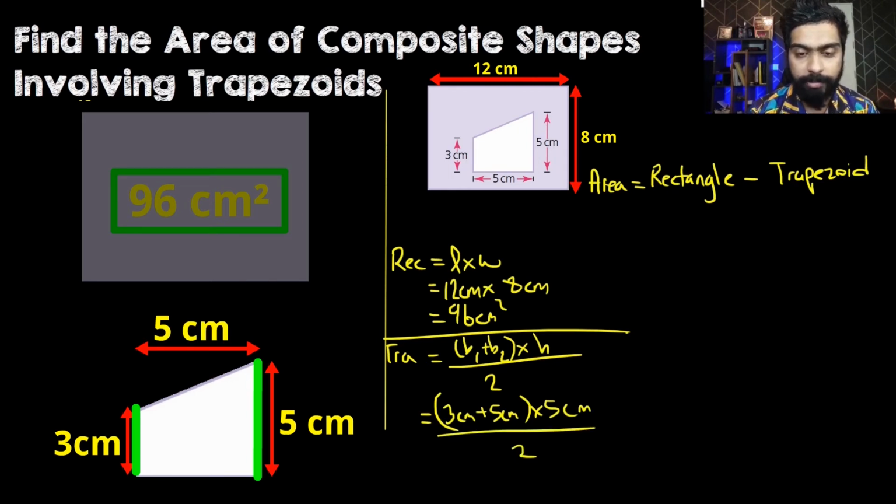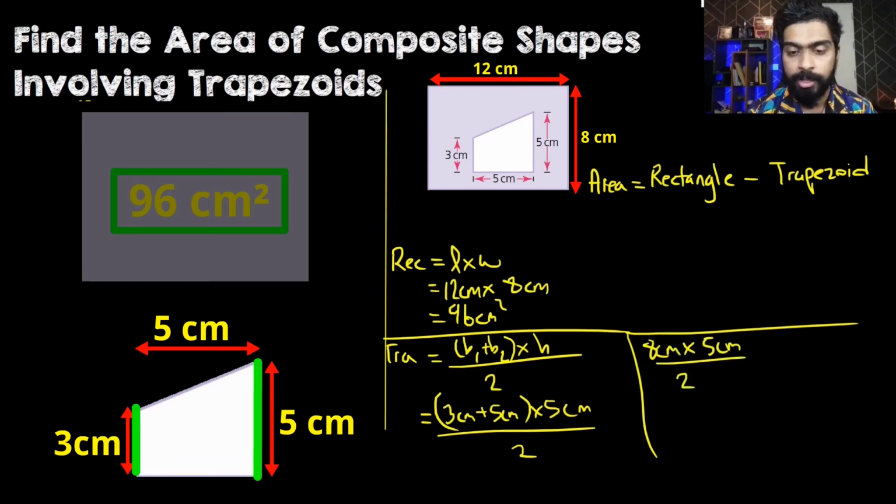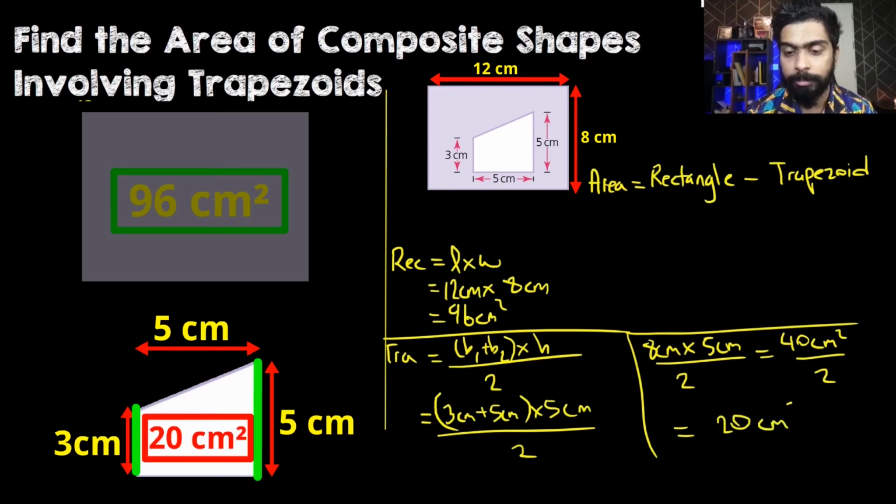Now, unlike the previous question, guys, here 2 and 5 cannot simplify, which would make it more complicated with decimals. So let us add it up first. So we have 8 centimeter multiplied with 5 centimeter over 2. 8 times 5 is equal to 40 centimeter square over 2, which is equal to 20 centimeter square, right guys?